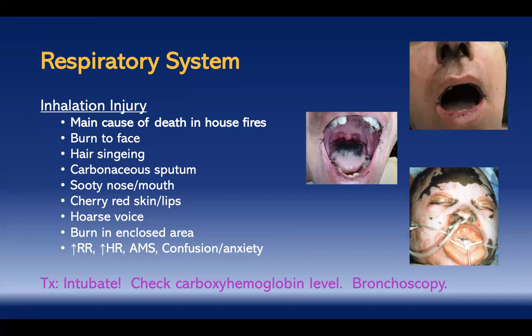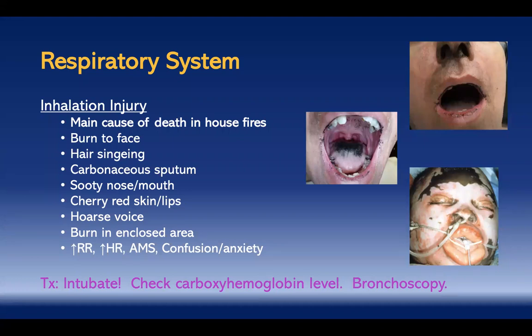Well, you would hear risk factors like the patient was in a house fire. You would notice things like if there were burns to the face, if their nose hairs were singed, if they're coughing up carbonaceous sputum, black sputum, or if they have a sooty nose or mouth, if they have that cherry red skin or lips, a sign of carbon monoxide poisoning, if their voice sounds hoarse, or if they were involved in a burn in an enclosed area. They also may present with an increased respiratory or heart rate, altered mental status, or confusion and anxiety.